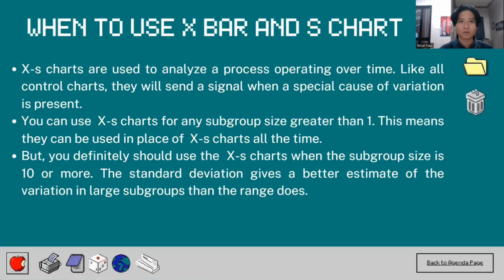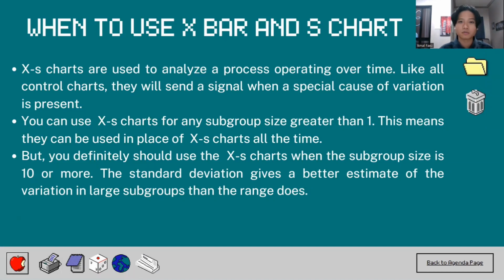So, for the application of X bar and S charts, first we need to know when to use them. X bar and S charts are used to analyze a process operating over time. Like all control charts, they will send a signal when a special cause of variation is present. You can use X bar and S charts for any subgroup size greater than 1.